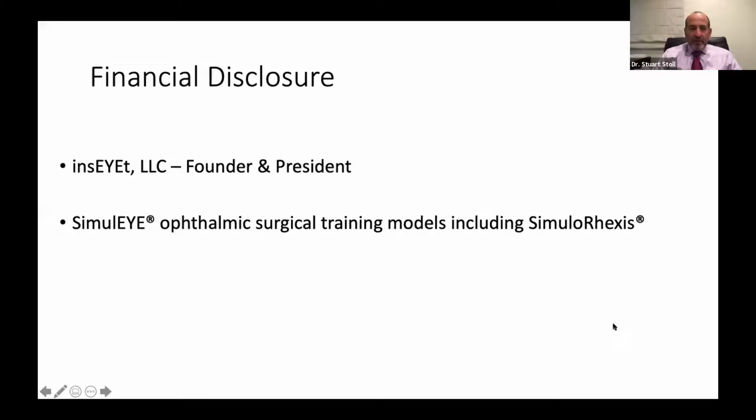So here's my financial disclosure. I did create a company all around ophthalmic simulation models. We call it Simuli. And one of the models that we use is Simulorhexis, and that's what we'll be showing in a lot of the videos. There's more information on that later.